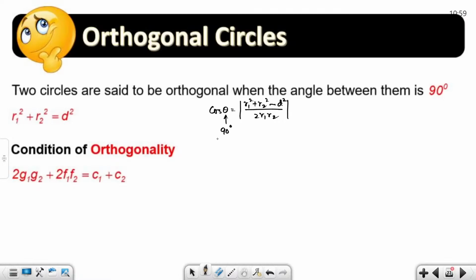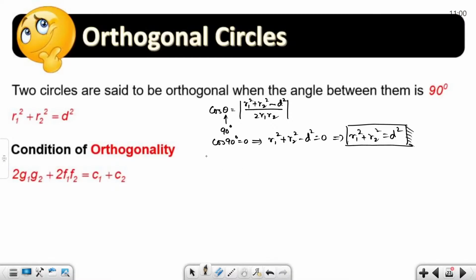so obviously cos 90 degrees is 0. So that implies your r1 square plus r2 square minus d square gives us 0. So from here we can write that r1 square plus r2 square is basically d square. Very, very important conclusion. What is that? Two circles will intersect each other orthogonally. Orthogonally means the angle between these two circles is 90 degrees. If it is so, then r1 square plus r2 square will always equal d square, where d is the distance between the centers of these two circles.